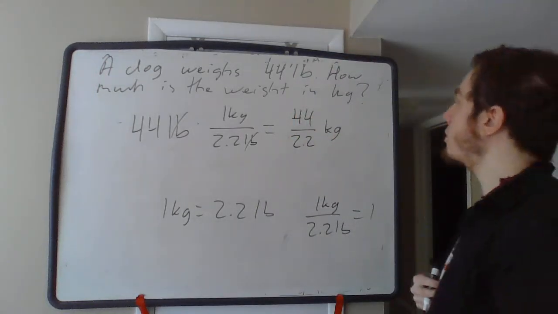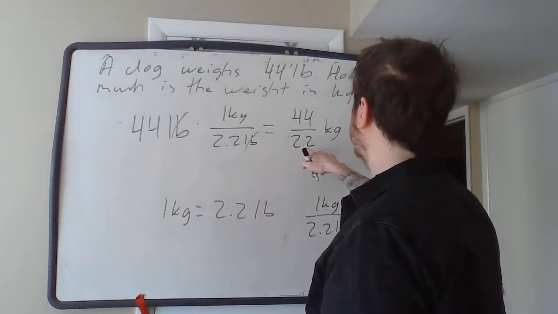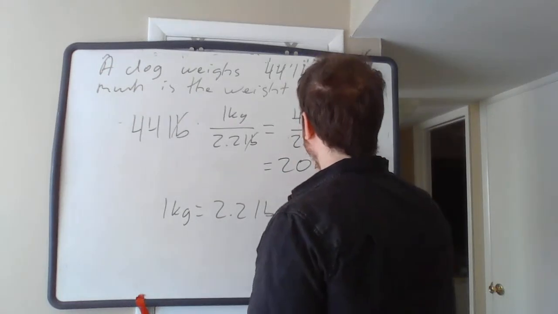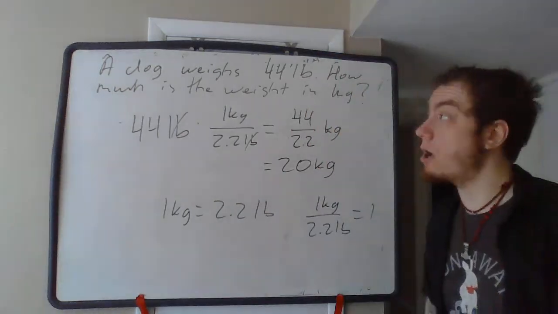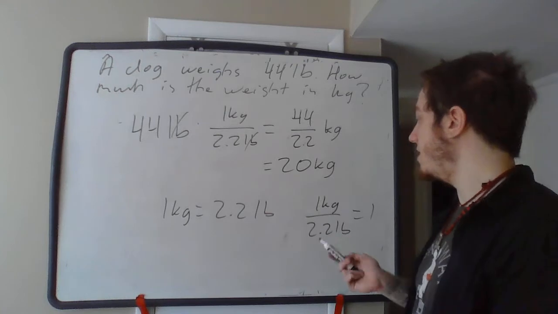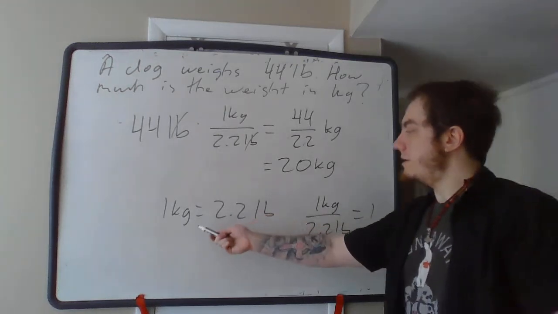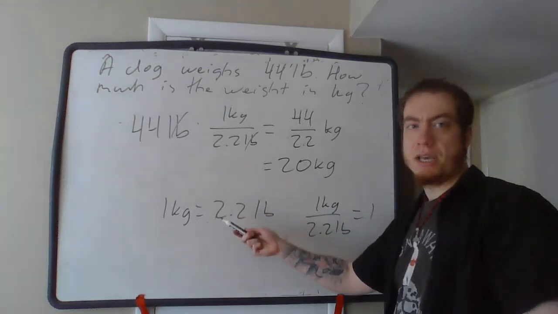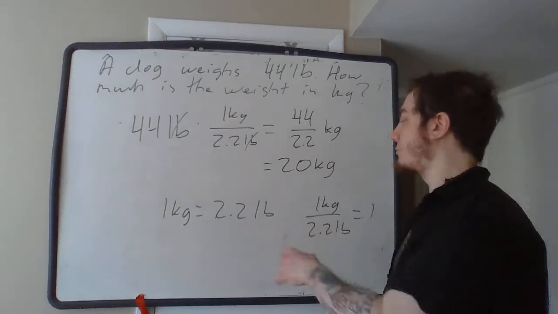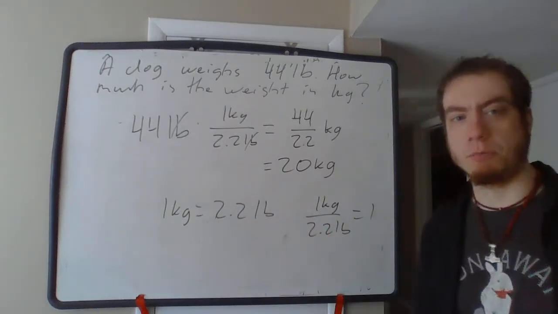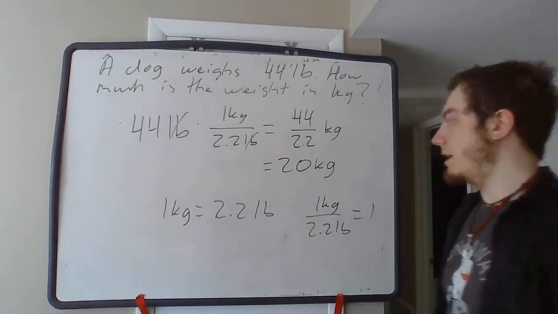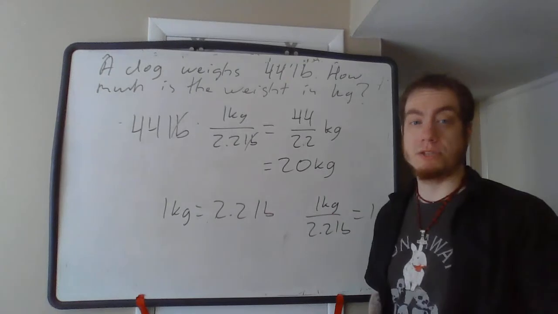And of course, 44 divided by 2.2 is going to come out to be 20. So we get that this dog is approximately 20 kilograms. I say approximately because, once again, this is only an approximate equation. The exact relationship involves some more decimal places and things like that. But this is good enough for most purposes, and so we're going to use it that way.